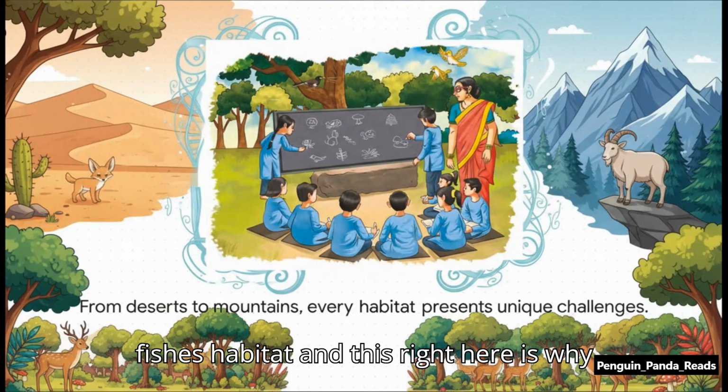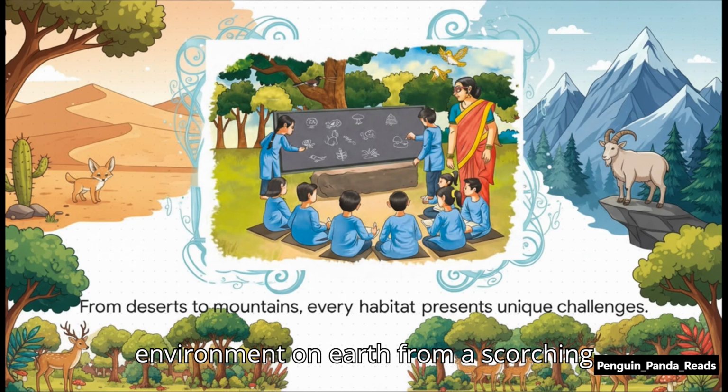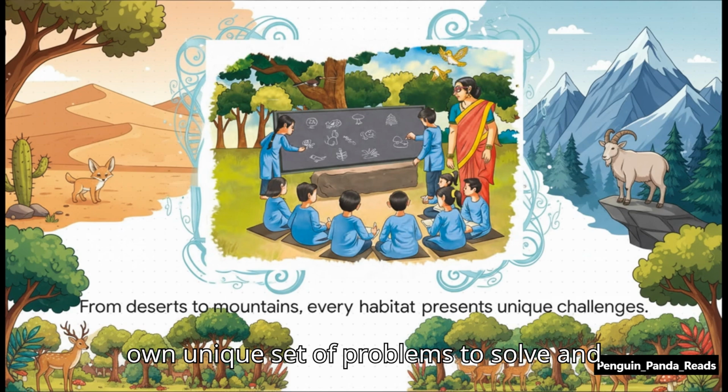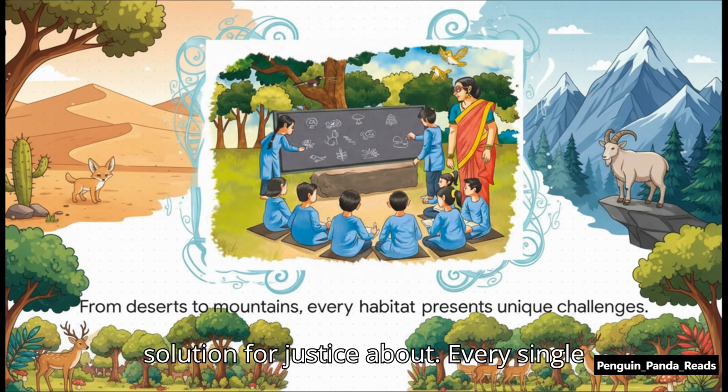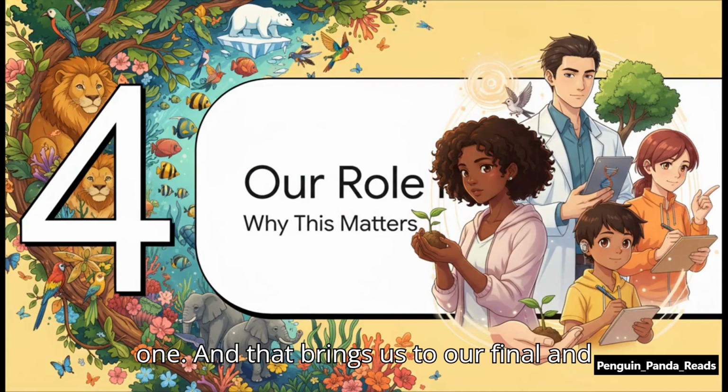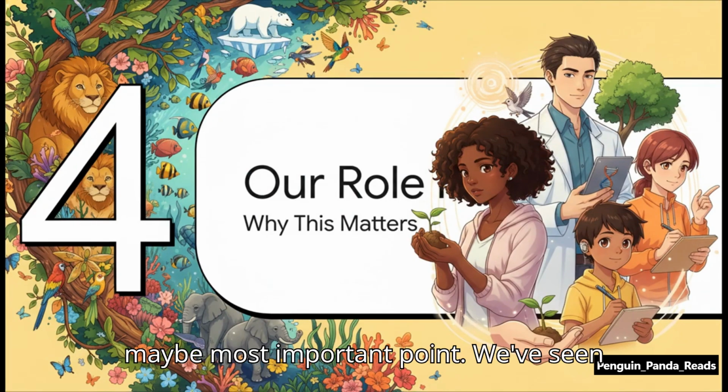And this right here is why we have biodiversity. Every single environment on Earth, from a scorching desert to a freezing mountaintop, has its own unique set of problems to solve. And life, in its incredible way, has come up with a different, perfectly adapted solution for just about every single one. And that brings us to our final and maybe most important point.